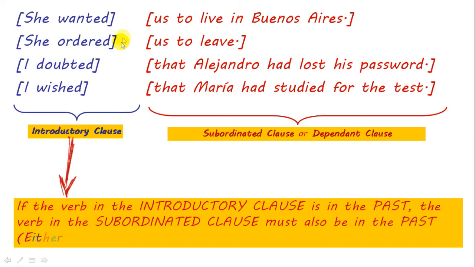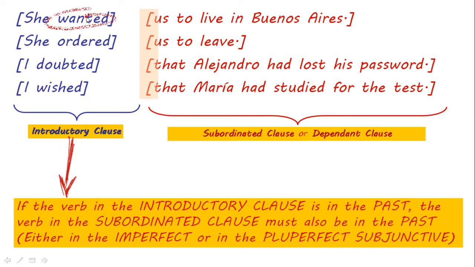Something important to note is that if the verb in the main clause is in the past, the verb in the subjunctive form in the subordinated clause will also have to be in the past. We have two past forms. We have the imperfect and the pluperfect subjunctive. And also it's important to remember that subordinated clauses are introduced by the word que, which, as we said before, is something mandatory in Spanish.